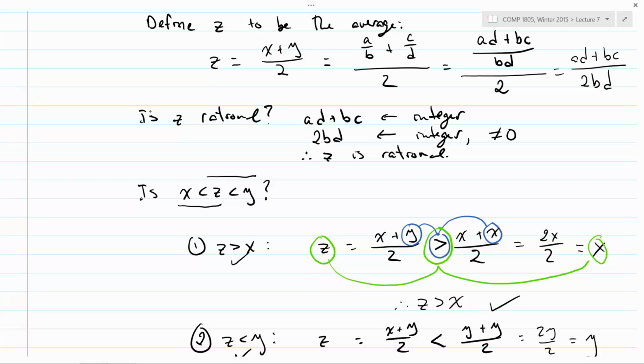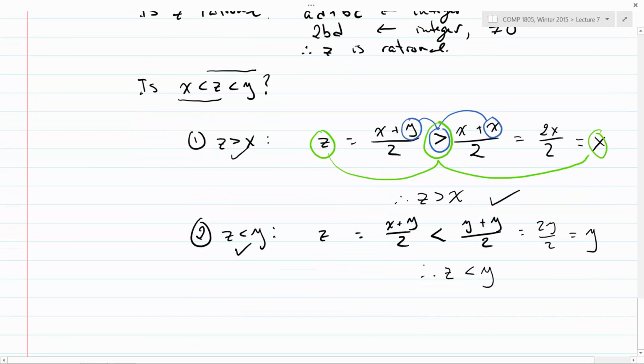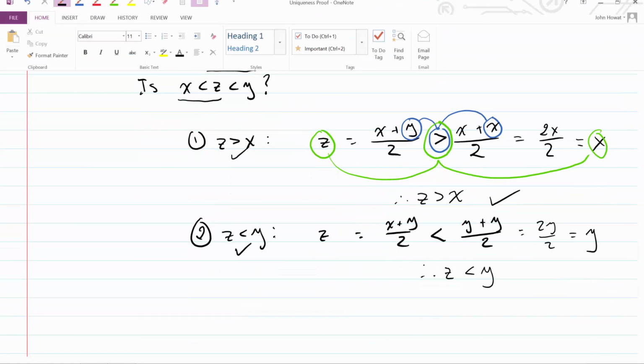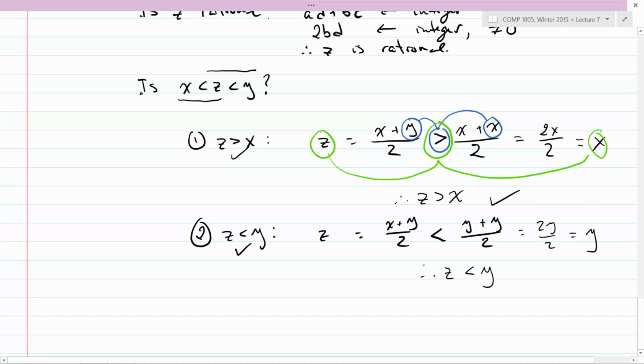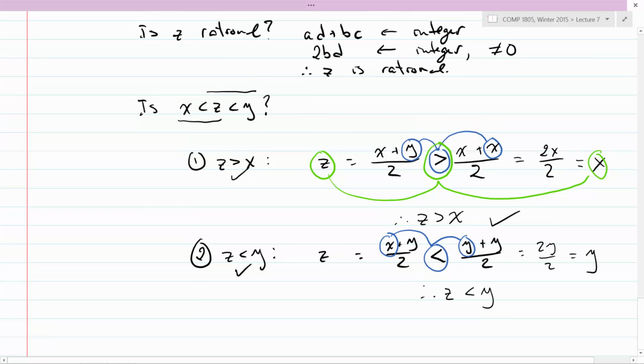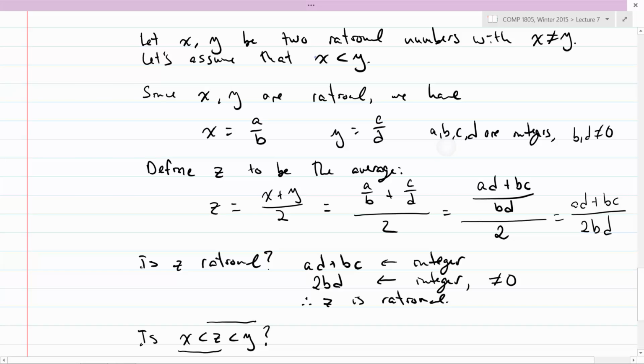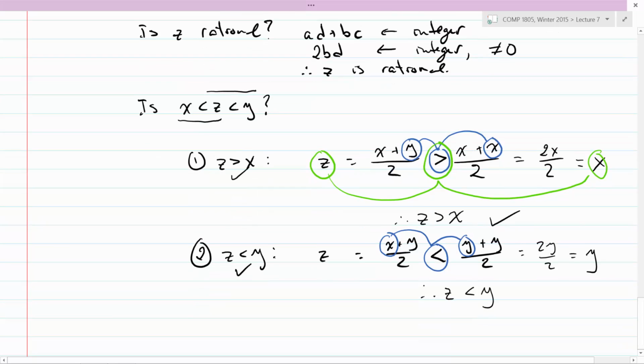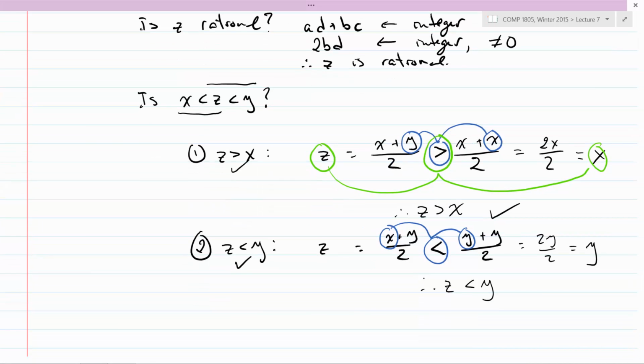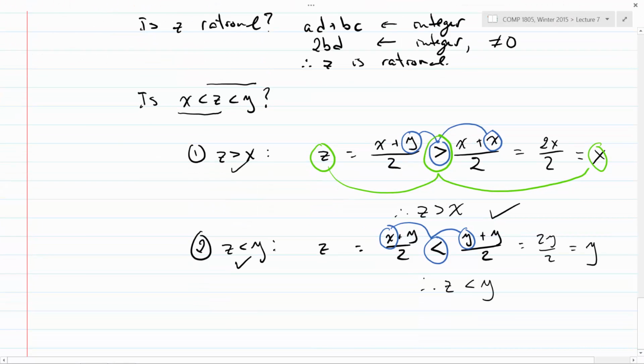Question? How do you say that x plus y over here is less than y plus y over here? This right here? Yeah, that's because x is less than y. That relies on the fact that x is less than y, and I know that x is less than y because that's right there. That's how I derived that. It's the same trick as in the previous one. Other questions?